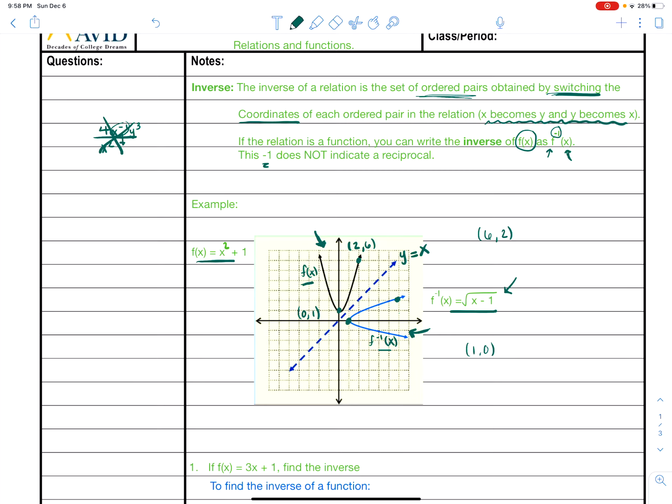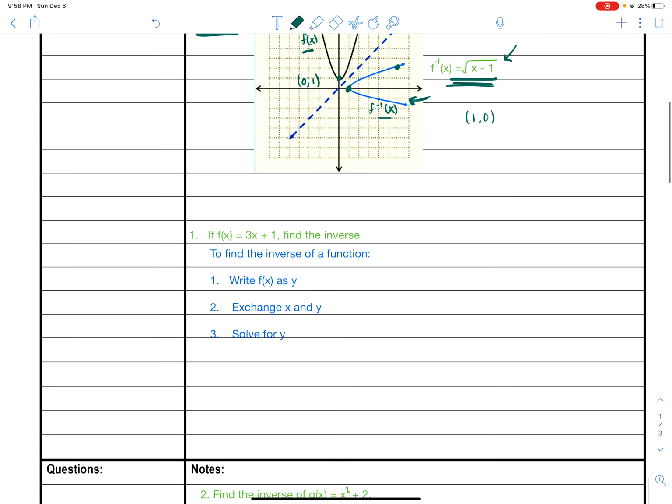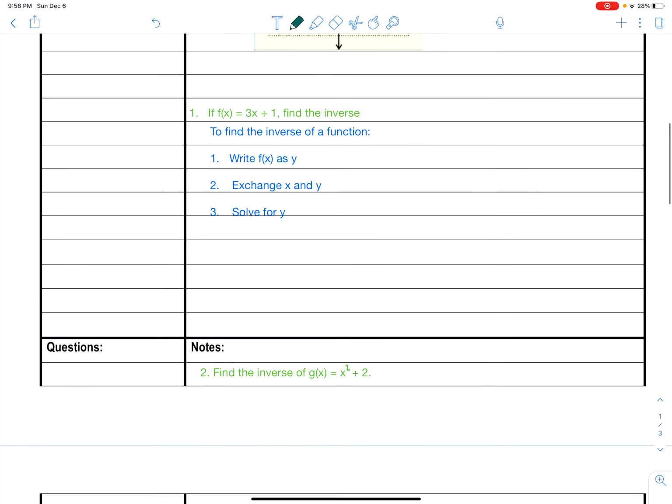But now, how do you find the equation? So how do you go from this equation to this equation? That's what I'm going to show you now. If f of x equals 3x plus 1, I want to find the inverse. Here are your steps. To find the inverse from an equation, you're going to follow these steps every time.